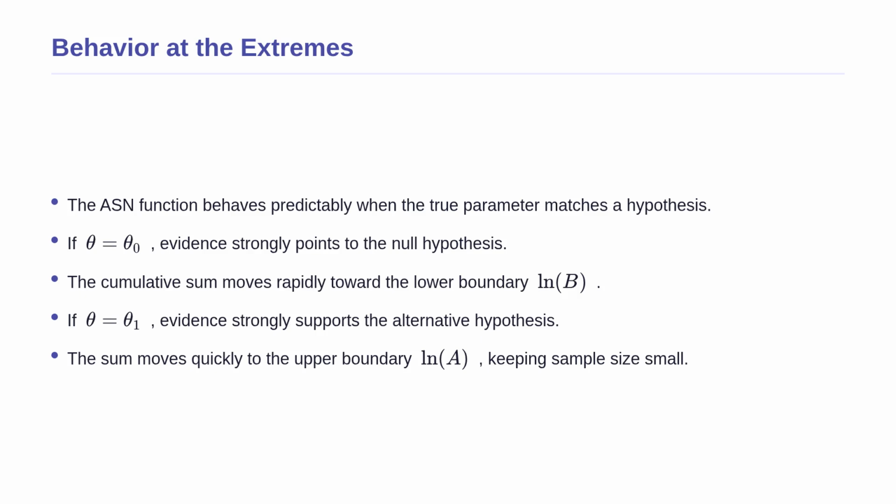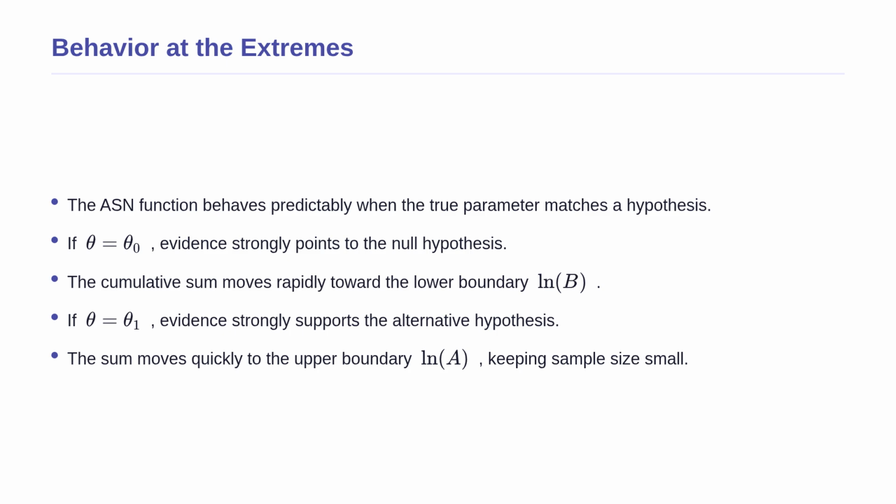Now that we have our formula, let us understand how it behaves in extreme cases. The average sample number function is highly predictable when the true parameter is exactly equal to either the null hypothesis or the alternative hypothesis. Why does this matter? Because it shows the efficiency of the sequential test.